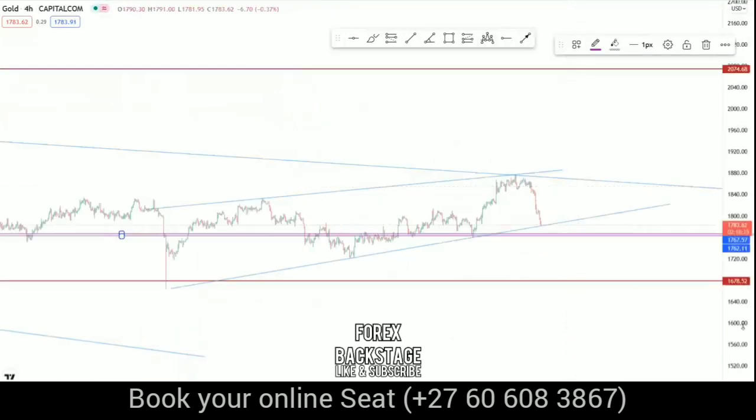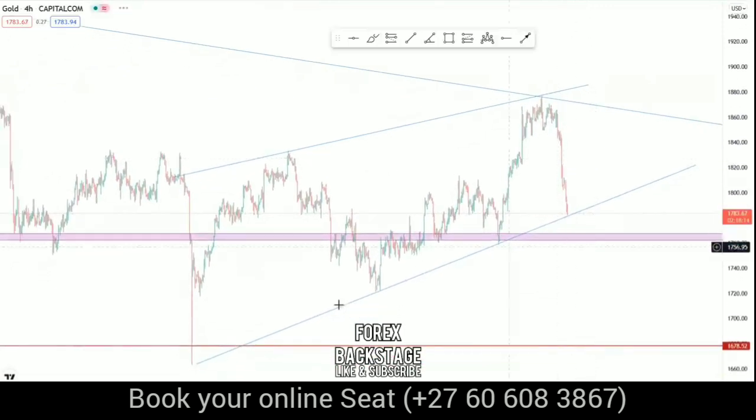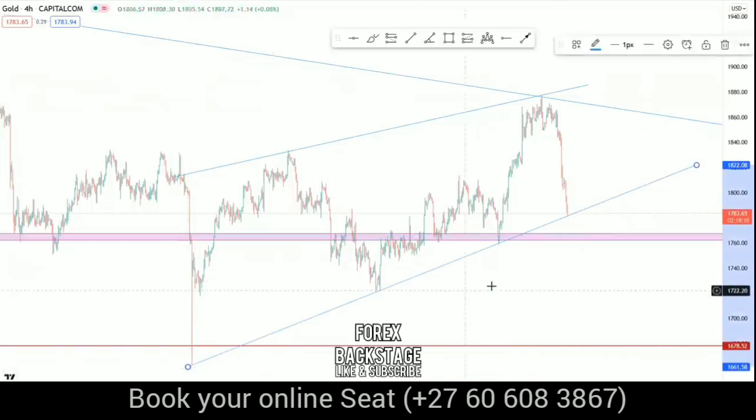Okay, now I'm going to H4. This is what we actually have. At least you haven't broken the diagonal support. You haven't confirmed anything. You understand? You're still on buying opportunities, because this is your support. On the support you buy, on the resistance you sell. You understand? So this is how it is.